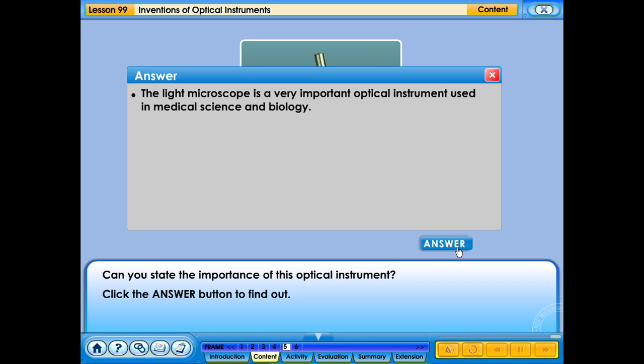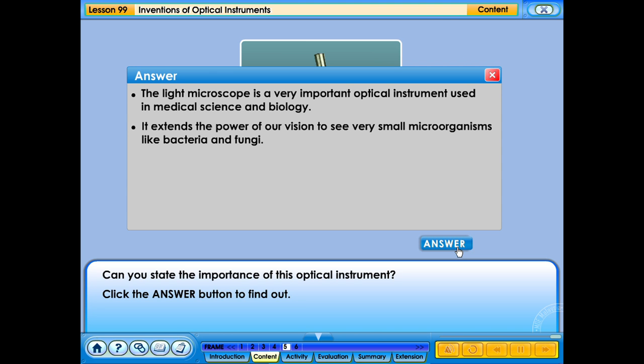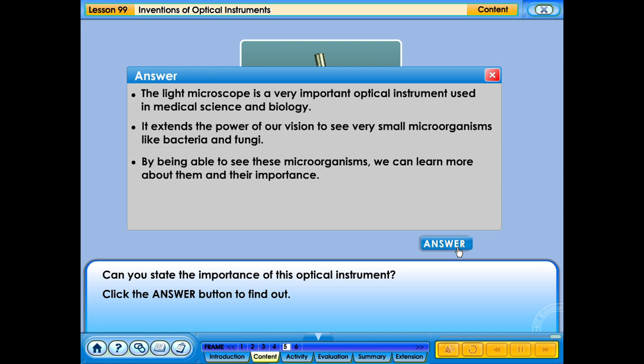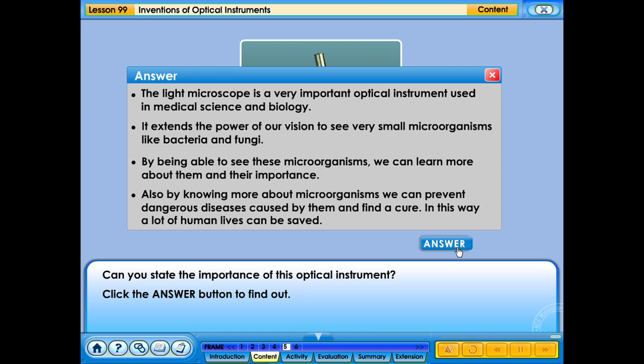The light microscope is a very important optical instrument used in medical science and biology. It extends the power of our vision to see very small microorganisms like bacteria and fungi. By being able to see these microorganisms, we can learn more about them and their importance. Also, by knowing more about microorganisms, we can prevent dangerous diseases caused by them and find a cure. In this way, a lot of human lives can be saved.